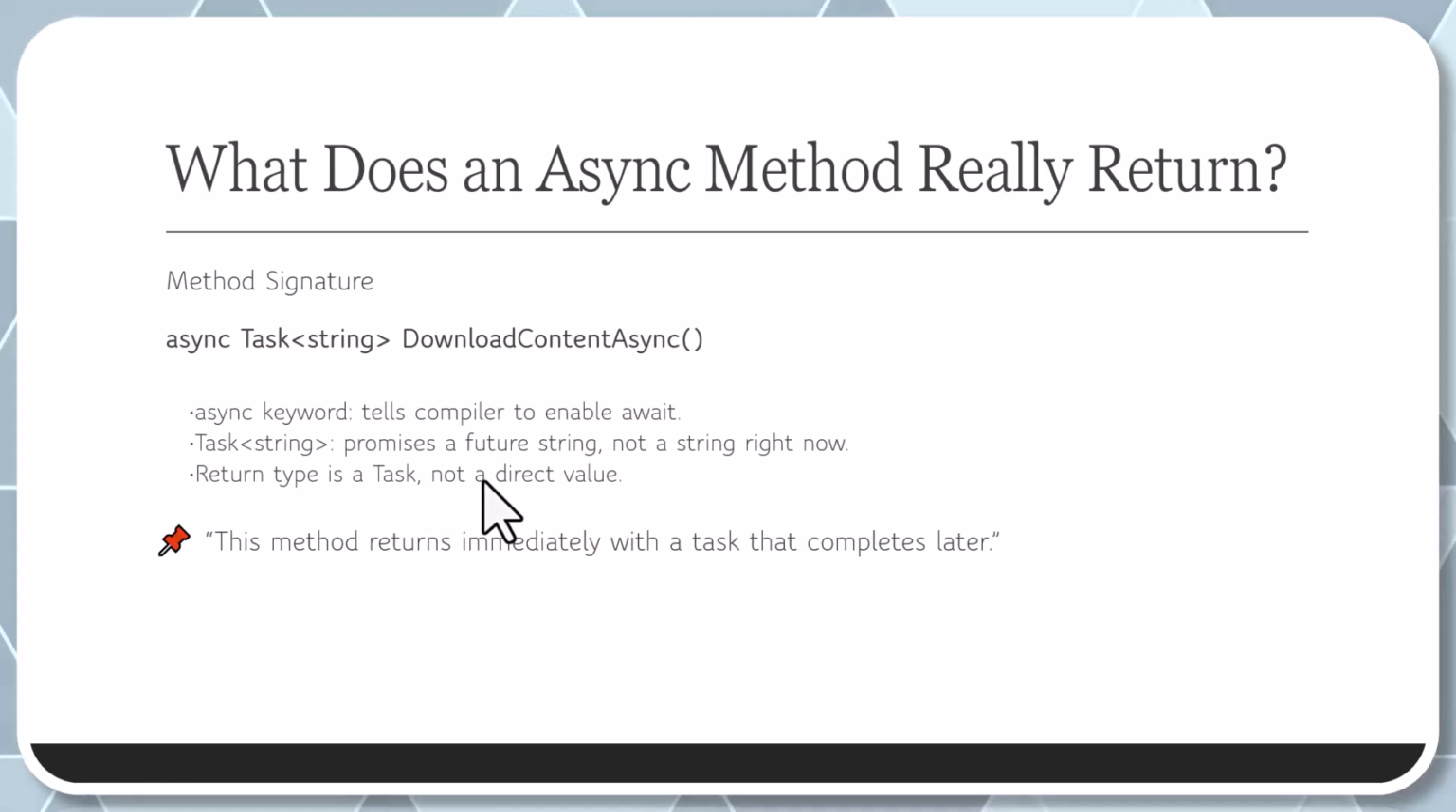So this method we were checking at the end, DownloadContentAsync, returning Task<string>. The async keyword tells the compiler to enable await, because from this keyword itself we expect at least one await keyword in the method body. Task<string> is a promise of a future string, not a string right now. It may be a string when the operation is completed. The return type is Task, not a direct value. This method returns immediately with a task that completes later.